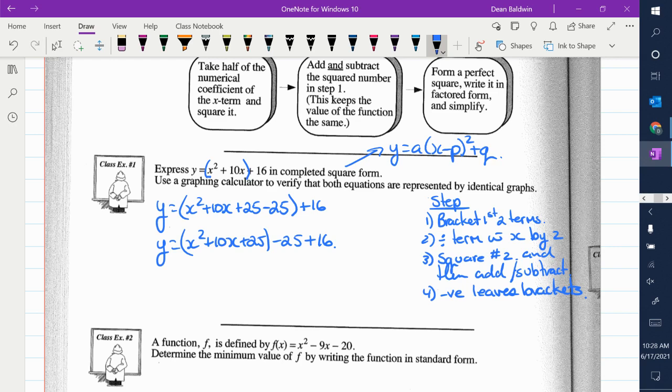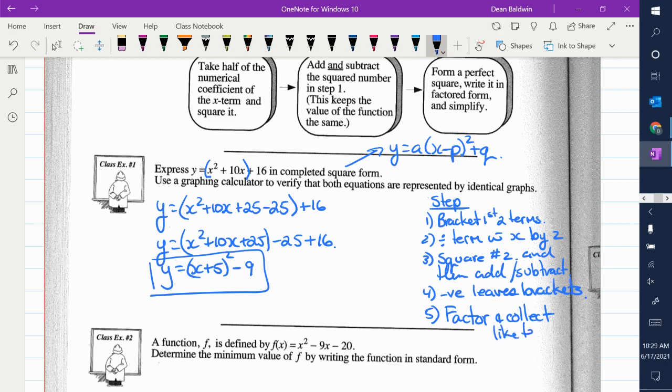But the brackets are always going to be a perfect square because we cut this in half and squared it. So in other words, we're saying, well, it multiplies to 25 and adds to 10. 5 and 5. So it becomes x plus 5 all squared. Negative 25 plus 16 is negative 9. And so step 5 is factor and collect like terms. And now you have it in standard form.